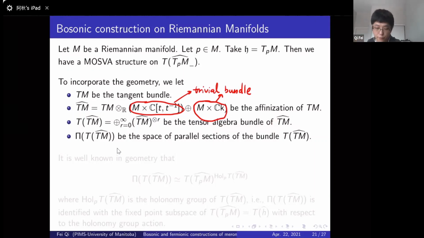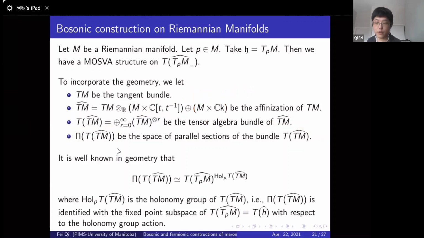We will consider the following space of sections, and we will consider only the parallel sections of this big tensor algebra bundle. It's well known in geometry that the space of parallel sections can be identified with a subspace of the fiber of this bundle. The subspace is basically going to be the following. You first consider the fiber, oops, something is wrong.